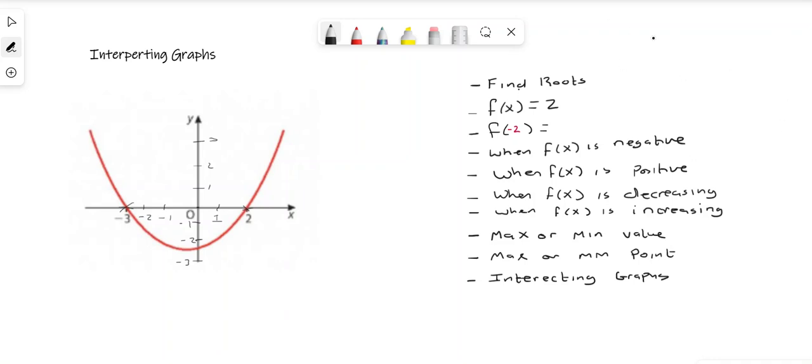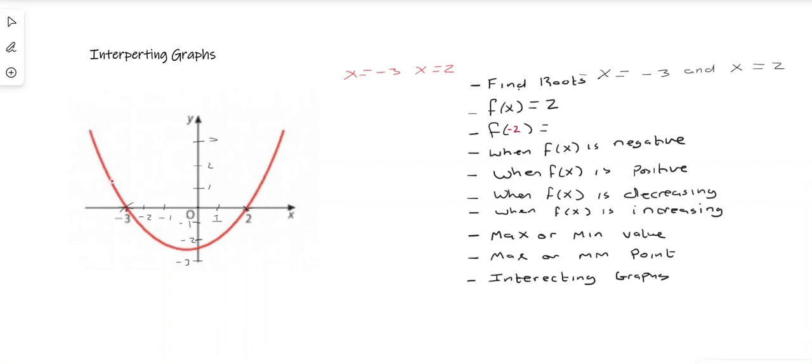So what we can say is that the roots are x equals minus 3 and x equals plus 2, or positive 2. Now what does it mean that they're the roots? If we have a look at this, x is equal to minus 3 and x is equal to 2.